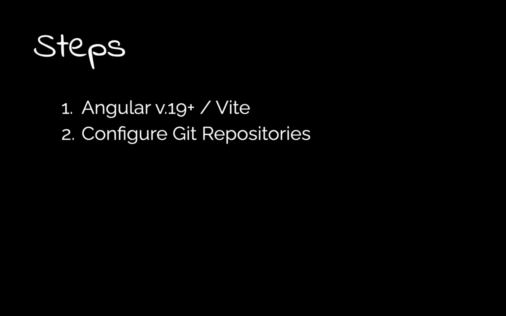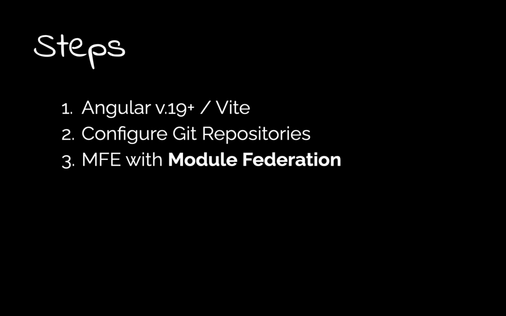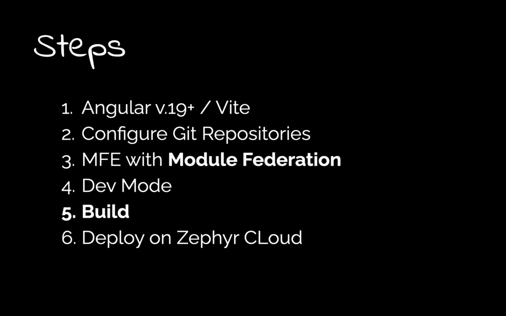We then configure both Git repositories. After, we set up a micro-frontend application using Module Federation. We'll then test the application locally in dev mode and the builds. So we are ready to deploy the micro-frontend on Zephyr Cloud in a few simple steps.